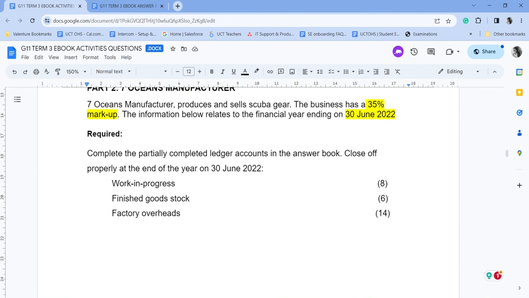First things first, I always advise learners that if you're given accounts in this manner, always start with the factory overheads account. As soon as you're done with the factory overhead account, you're in a good position to move on to your work in progress, and then lastly your finished goods, because that's usually the last account. You get it? They can ask in any order, so it's up to you to figure out that I have to start with my factory overhead.